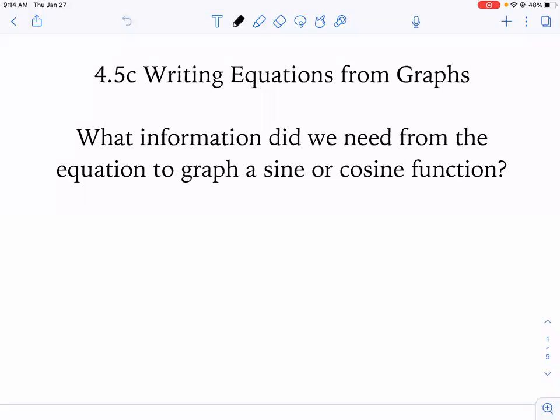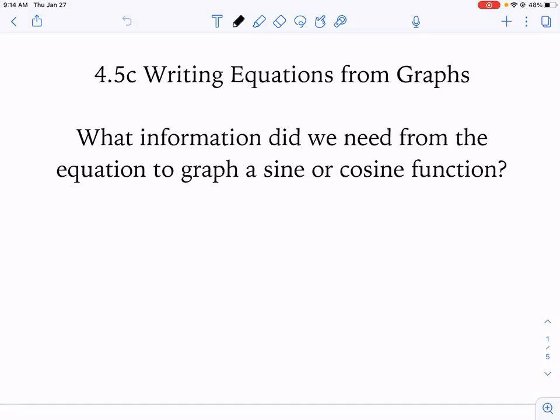Okay, so here we go. We are going to actually work backwards today. So if you are feeling a little bit iffy about graphing, today will definitely be helpful because we're going to work backwards. I'm going to give you a graph and you are going to write the equation.